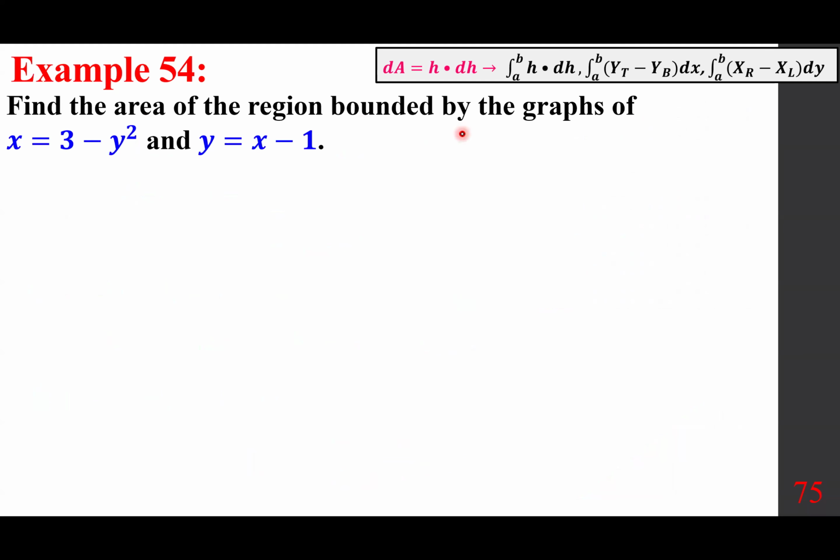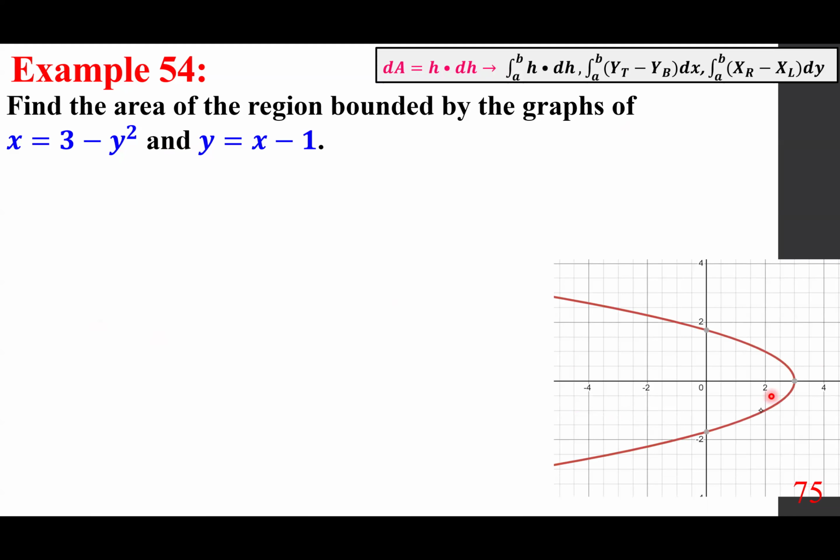Now, we want to find the area of the region bounded by the graph of x equals 3 minus y squared and y equals x minus 1. So I hope you remember x equals y squared. It's a parabola that opens to the right; with minus y squared, it opens to the left, 3 minus y squared. Okay. It's a parabola that still opens to the left, and it's been shifted to the right by 3 units. And y equals x minus 1 is just a line. So this is the parabola.